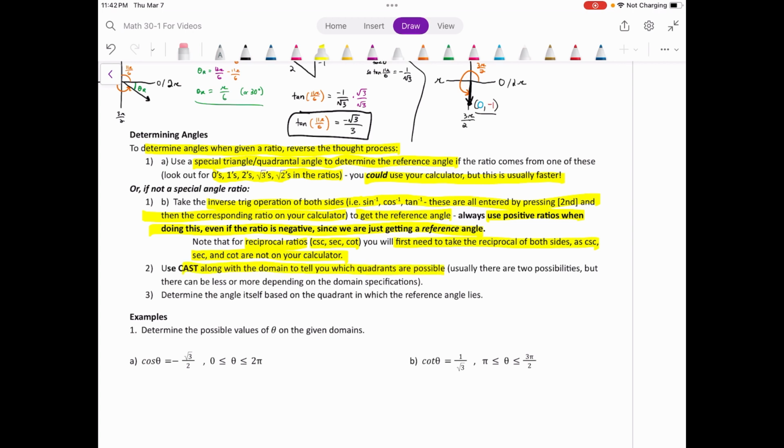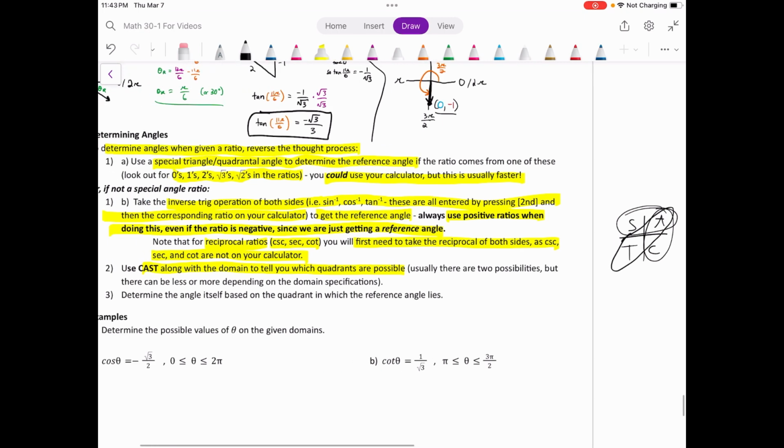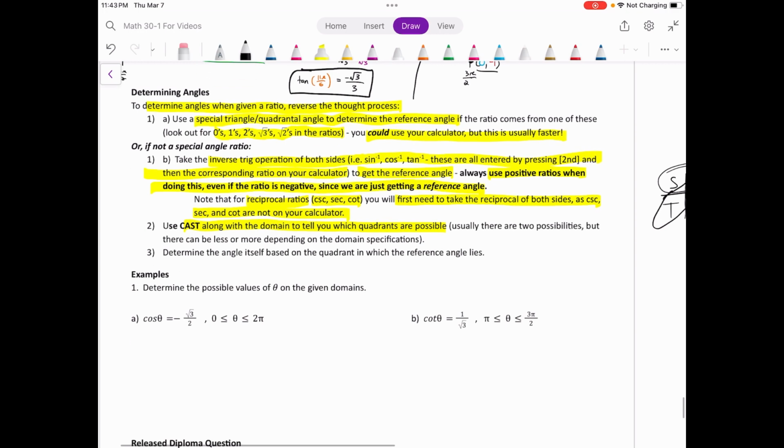Now, the default, I guess you could call it, is that there are 2 quadrants that are possible because, again, every ratio is positive in 2 quadrants and negative in 2 quadrants, right? They're all positive in quadrant 1, and then they're all positive in one other quadrant, right? Looking at CAST, cos is positive in these 2. Sine is positive in these 2. Tan is positive in these 2, and that goes for their reciprocal ratios as well, okay?